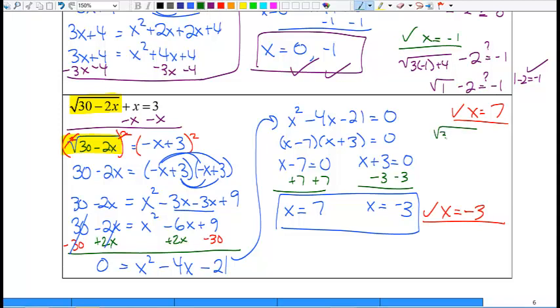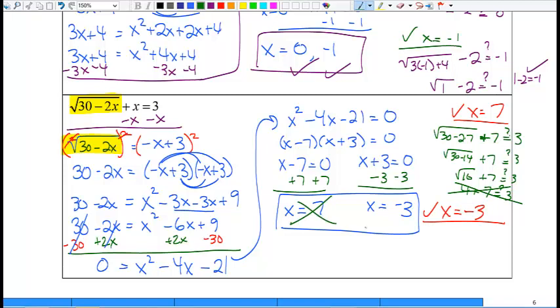So I have the square root of 30 minus 2 times 7 plus 7 is supposedly equal to 3. So 2 times 7, that's 14. 30 minus 14 is square root of 16. And 4 plus 7, is that equal to 3? Oh, no, but if 4 was negative, it would have worked out, which is usually what happens. It's only off by a negative. So that one's not right. Okay, I didn't do anything wrong, but inherent in the process of squaring both sides, sometimes you get a bad answer. How about negative 3?